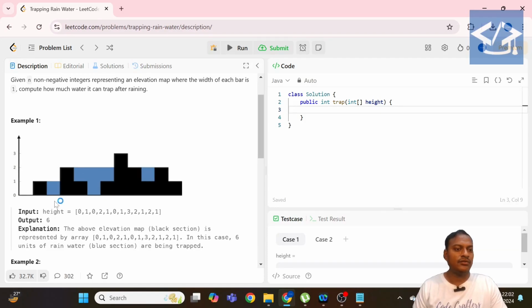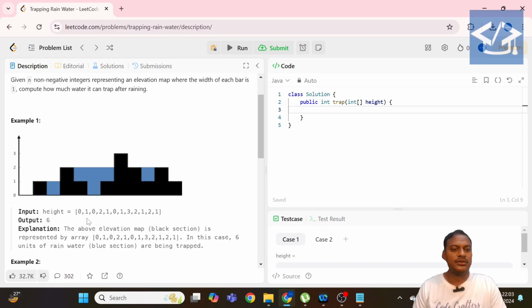So how will we measure it? The green or blue color you see here is the water, and the water is also measured in units. For example, between these two buildings we can hold 1 unit of water, and between these two buildings we can hold 3 plus 1, so a total of 4 units, and here 1 more unit. So 1 plus 4 plus 1 is 6. We have to return 6 as the output.